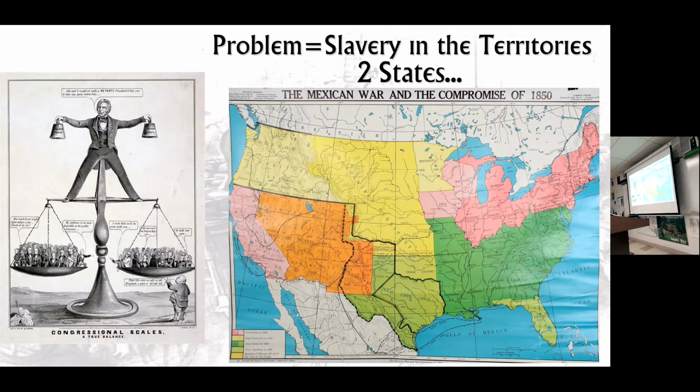They're free. So he proposed two free states. Two massive free states. And don't forget, because of the Missouri Compromise, all this had no slave codes, and nobody thought Oregon was going to have slave codes. So that's it. No slavery. He thought problem solved.